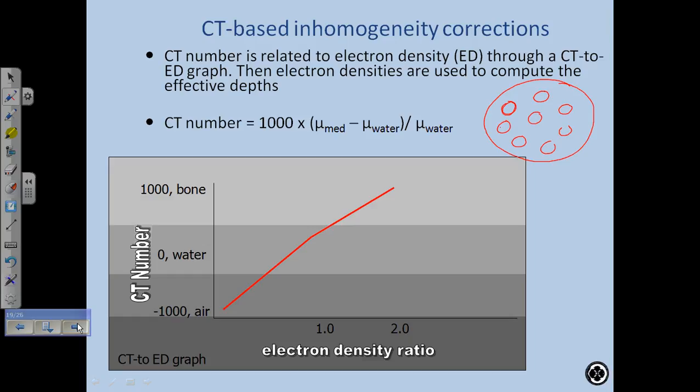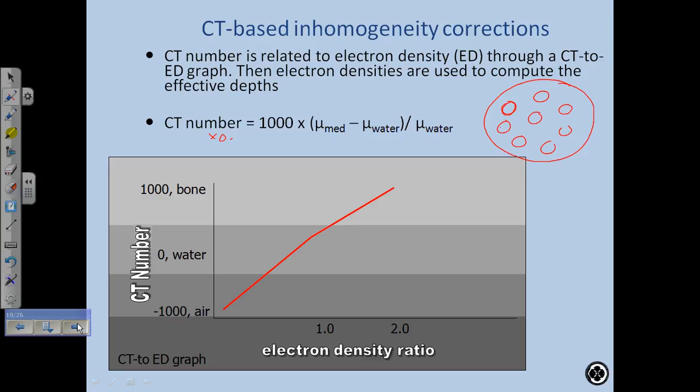Because what is a CT number? It's mu water minus mu tissue divided by mu water, times 1,000. Oh, it's right there. Oh, this is opposite, so mu tissue. Sorry, I didn't know it was on the slide. The equation's right there.